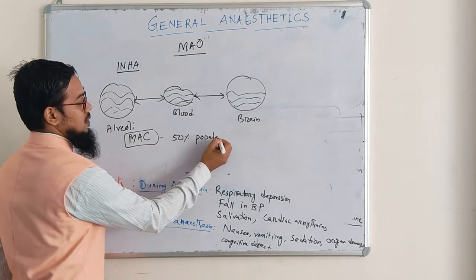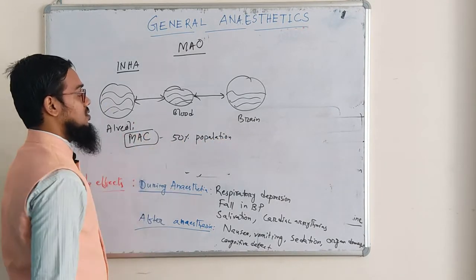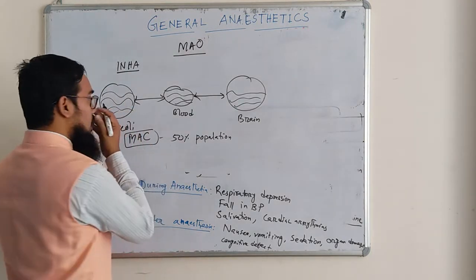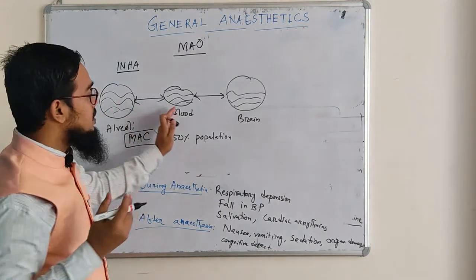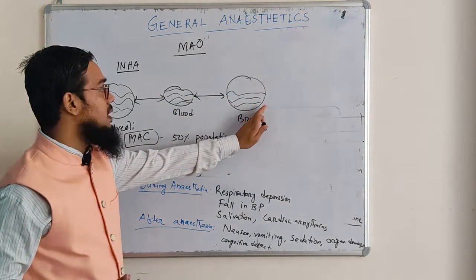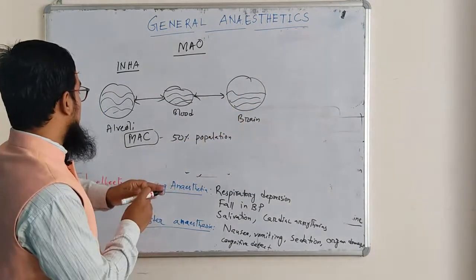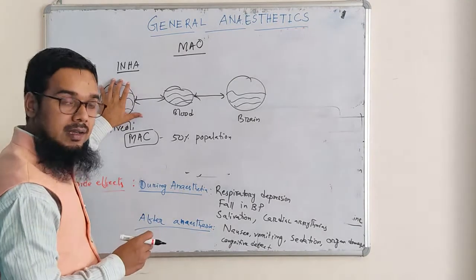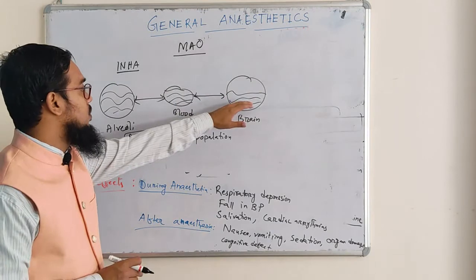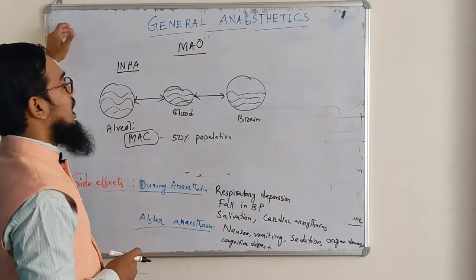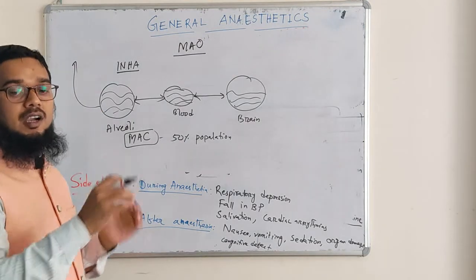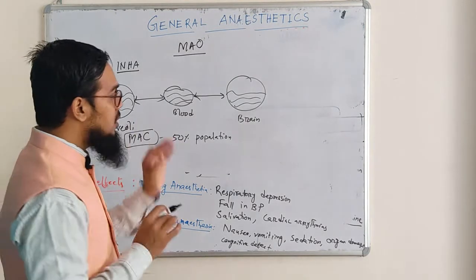Minimum alveolar concentration. Now we understood that from the lungs, alveoli, the general anesthesia will reach the blood, and then it will reach the brain. When the general anesthesia is no longer applied, it returns from the brain to the blood, and through the lungs it is released out due to the partial pressure difference.